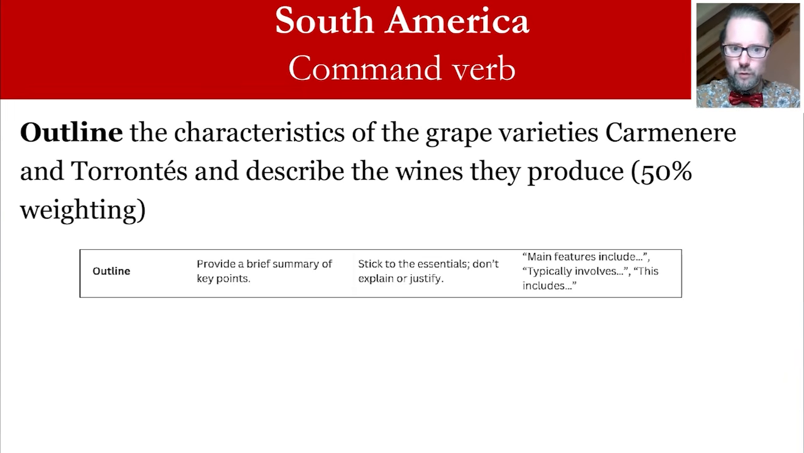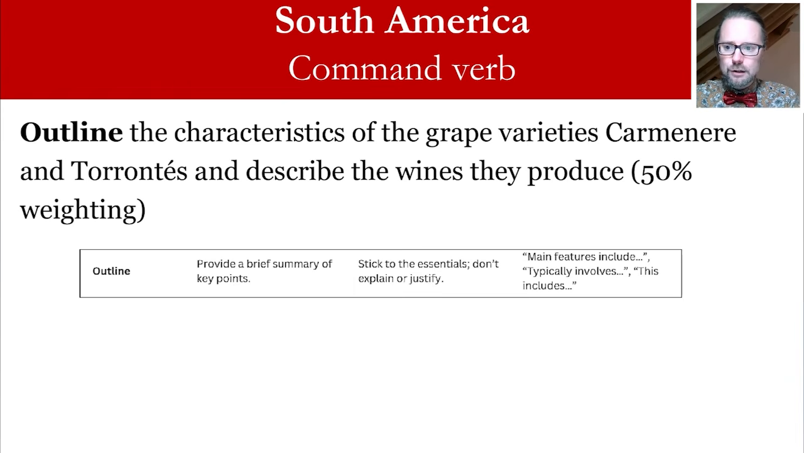Typically this involves saying Carmenère is typically like this, Torrontés is typically like that, but describing that comes after is going into detail about how the wine actually will taste once in the bottle and in the glass. The way that I'll split this down is that this question is split into two, and then into two grape varieties. So there's going to be 4 bits here: outlining the characteristics of Carmenère and the wine, that's 2 things, then outlining the characteristics of Torrontés and the wine.